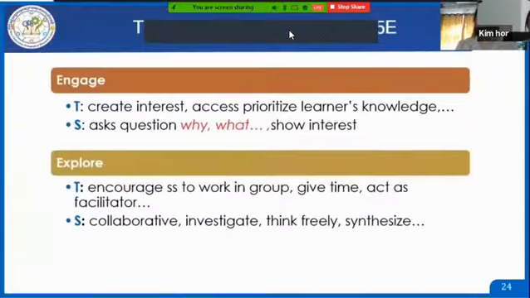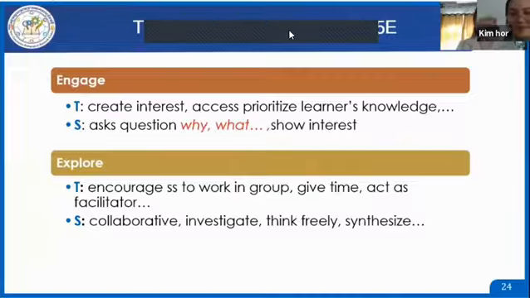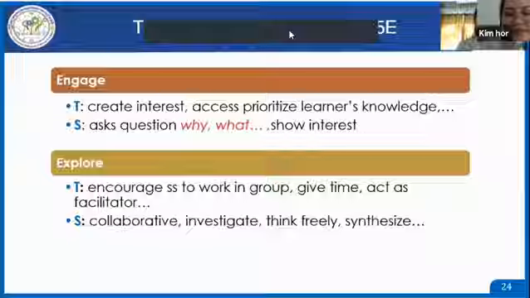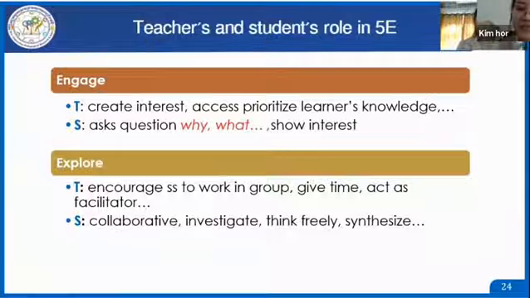And in this section, we are talking about the teacher's and student's roles in the 5Es. So for engage first, as I mentioned in the previous slide, the teachers have to create interest and make students interested in the lesson. That is very important. And the students ask the question why or what in the first phase of engage.